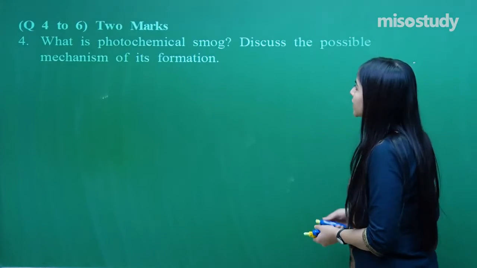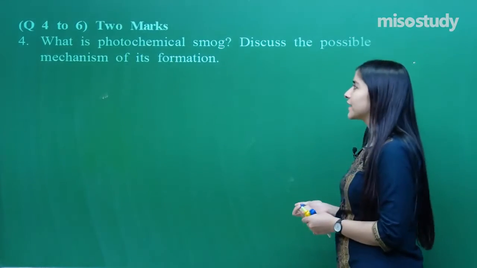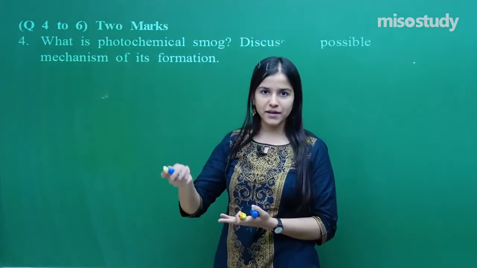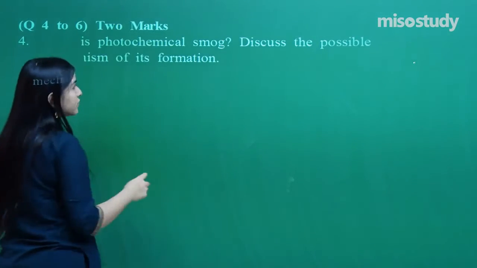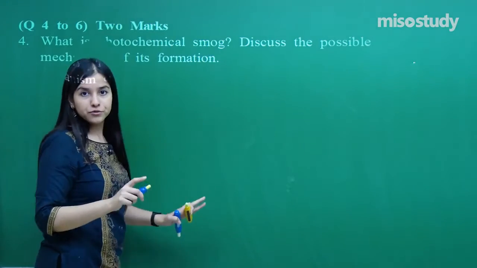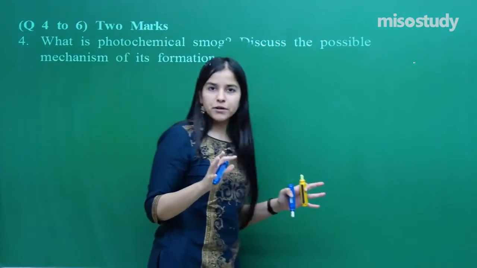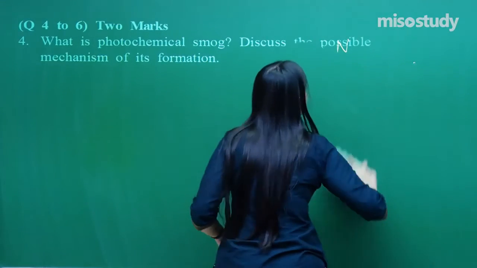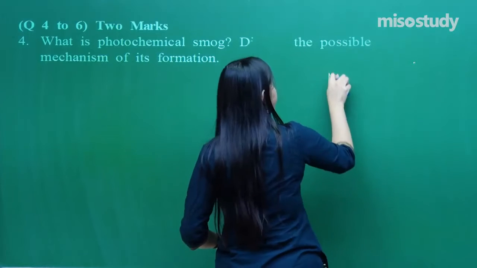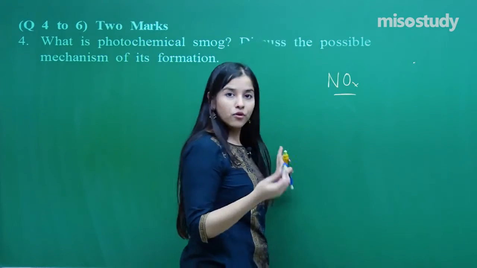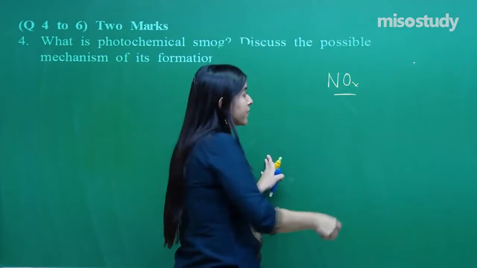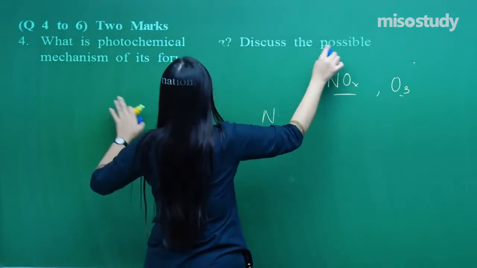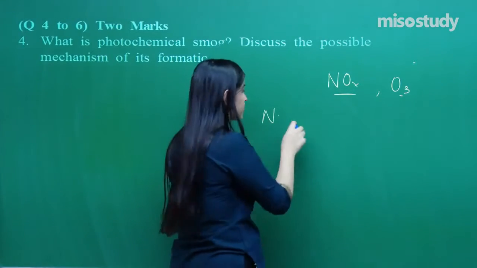Next one. What is photochemical smog? Discuss the possible mechanism for its formation. So what is photochemical smog? Photochemical smog arises due to certain important pollutants. What are these very prominent pollutants? One is NO, wait for a second, I shall write it down. So nitrogen oxides are there, nitrogen dioxide is there, along with O3. So what happens? I need the possible mechanism for its formation.